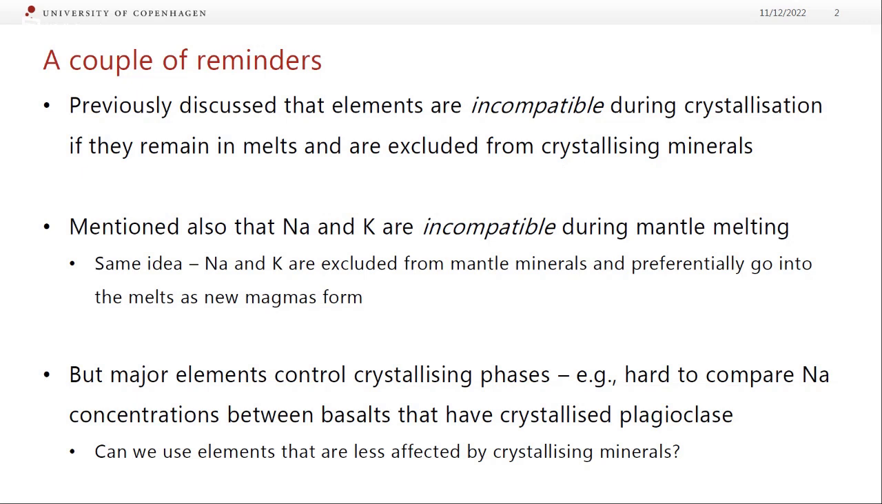The problem with using sodium and potassium, and we briefly talked about the fact that alkali basalts have higher concentrations of sodium and potassium, and that means that they're lower degree melts. The problem with using major elements for this is that as soon as you start crystallizing a phase that concentrates these major elements, something like plagioclase, it can get quite hard to compare between different basalts. You then have to correct for how much plagioclase is crystallized. So ideally, we'd want to use elements that are less affected by what's crystallizing if we want to study what's going on in the melting regions.